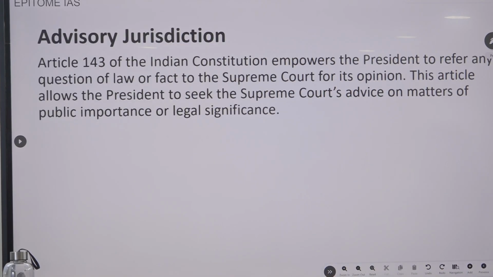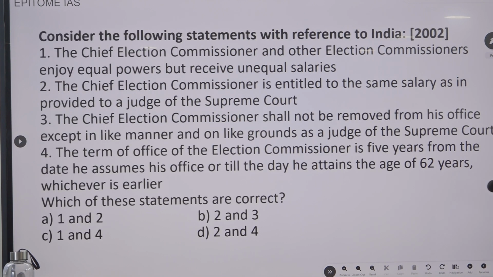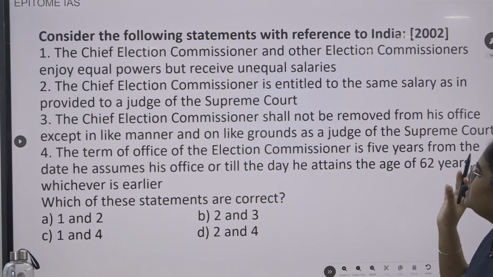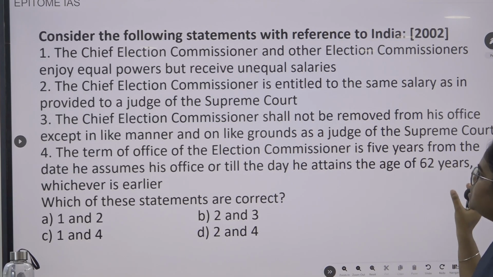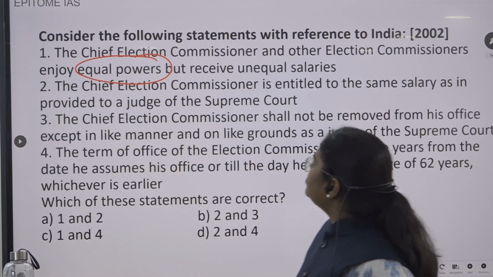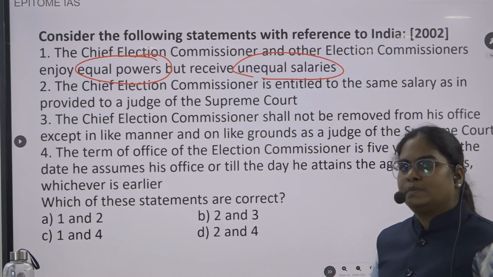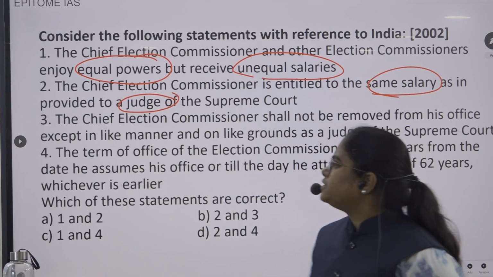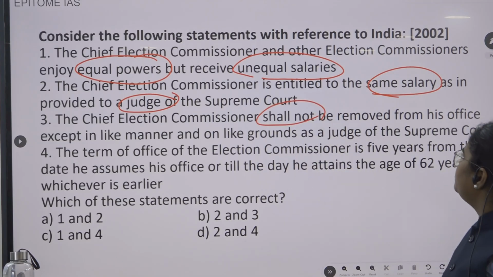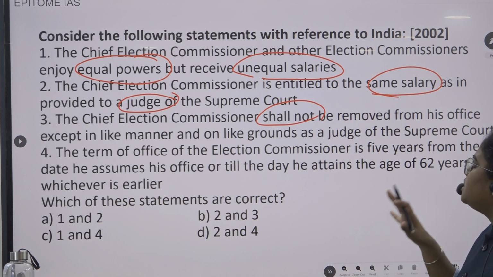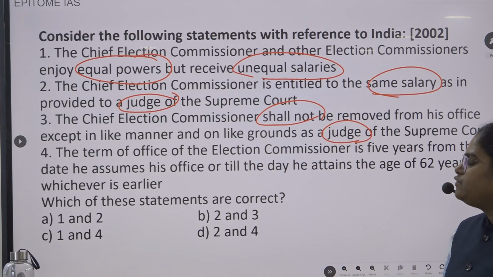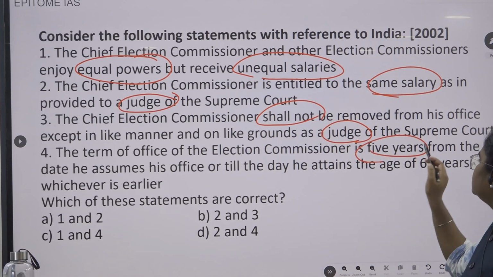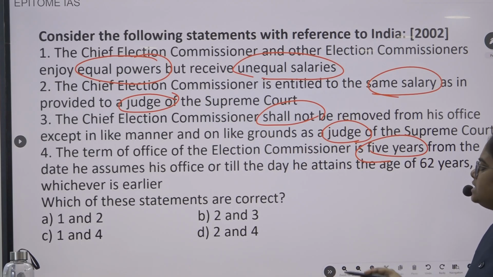Okay, now. Yeah, we have seen this. Then, consider the following statements with reference to India. The chief election commissioners and other election commissioners enjoy equal powers but receive unequal salaries. The chief election commissioner is entitled to same salary as a judge of Supreme Court. The chief election commissioner shall not be removed from the office except in the like manner and on the like grounds as a judge of Supreme Court. Statement 4. The term of office of election commissioner is 5 years, or till the day he attains the age of 62 years, whichever is earlier.